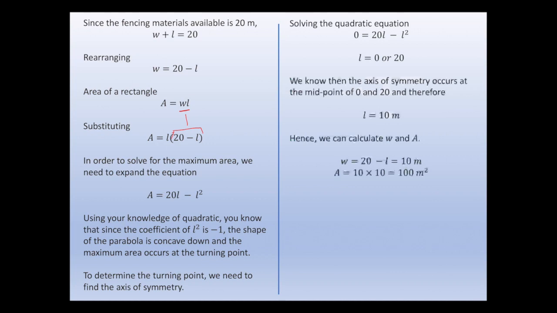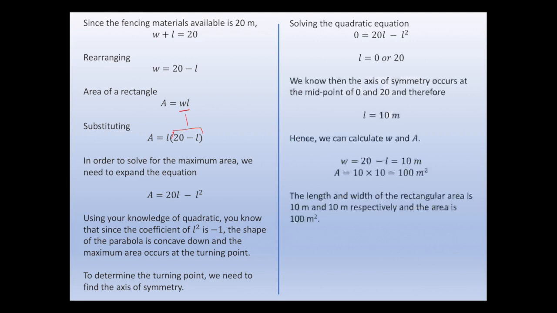Therefore, L equals 0 or 20. We know then the axis of symmetry occurs at the midpoint of 0 and 20, and therefore L equals 10 meters. Hence, we can calculate W and A. W is 20 minus L, which equals 10 meters, and A equals 10 times 10, which equals 100 meters square. And we answer the question.